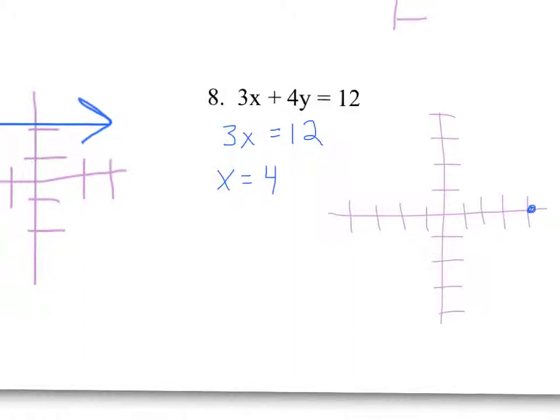So I'm going to put that on my graph on the x-axis. To find the y-intercept, I'm going to plug a 0 in for x, which gives me that 4y equals 12. So I'll have a y-intercept at y equals 3. So I'll put a point at 3 on the y-axis. Now I can just connect my 2 points, and I have a graph of my line.